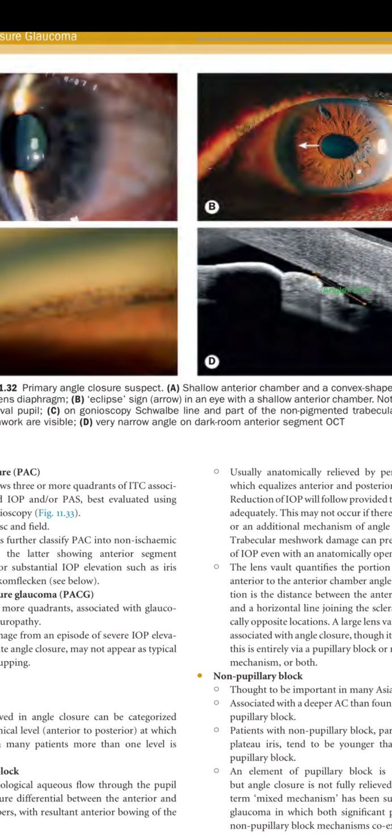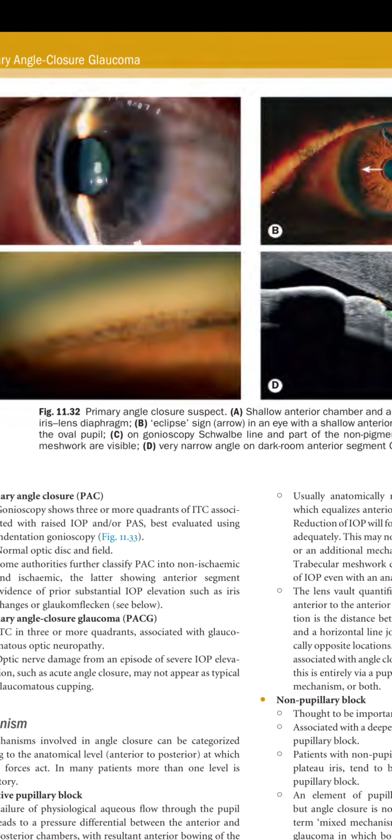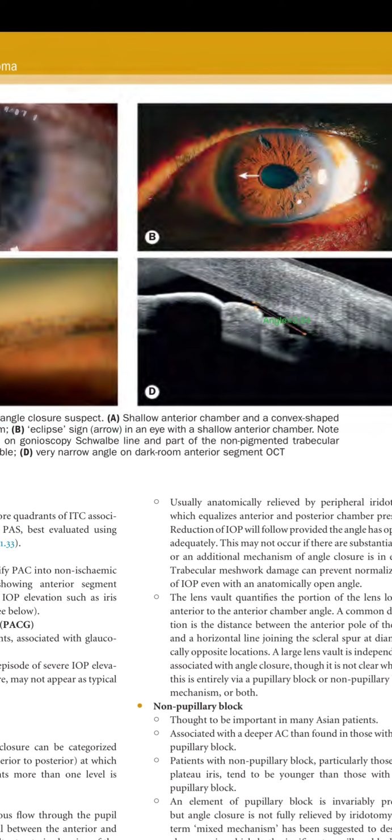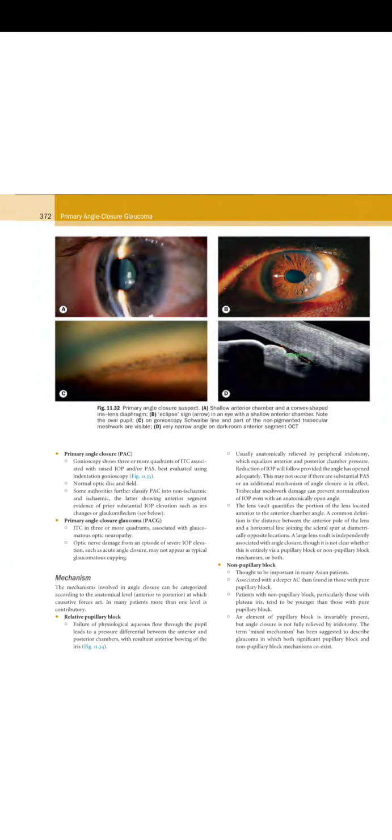It is showing the shallow anterior chamber and a convex shape iris lens diaphragm. So you can see that there is a very narrow angle and the iris lens diaphragm is like this, and this is showing the eclipse sign. In the eclipse sign, you put the light on the temporal side of the eye and you see the formation of the crescent. If there is a crescent formation, and the light does not pass and there is shadowing, then you can say that it is a narrow angle.